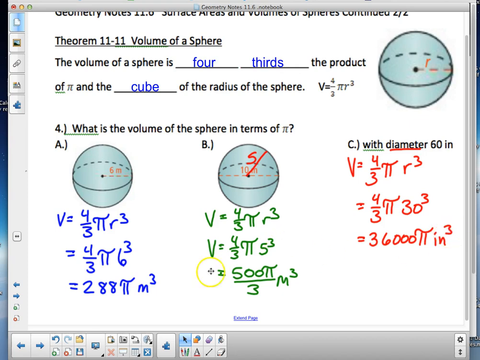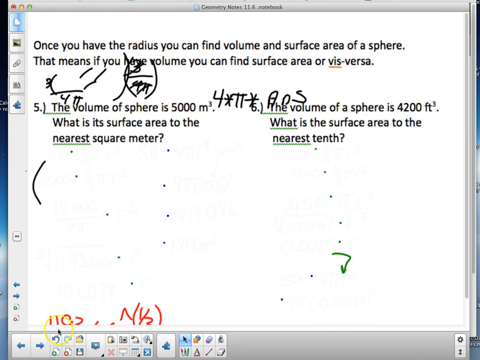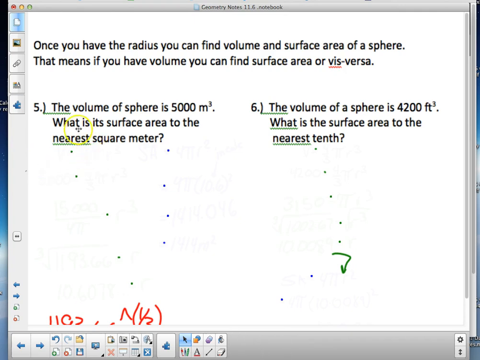Okay, now just like we did with surface area, we're going to be solving for something that's missing. Once you have the radius, you can find the volume or the surface area of a sphere. That means if you have volume, you can find surface area, or vice versa. If you have surface area, you can find volume. But you have to solve for r first. So the volume of the sphere is 5,000 meters cubed. What is its surface area to the nearest square meter?